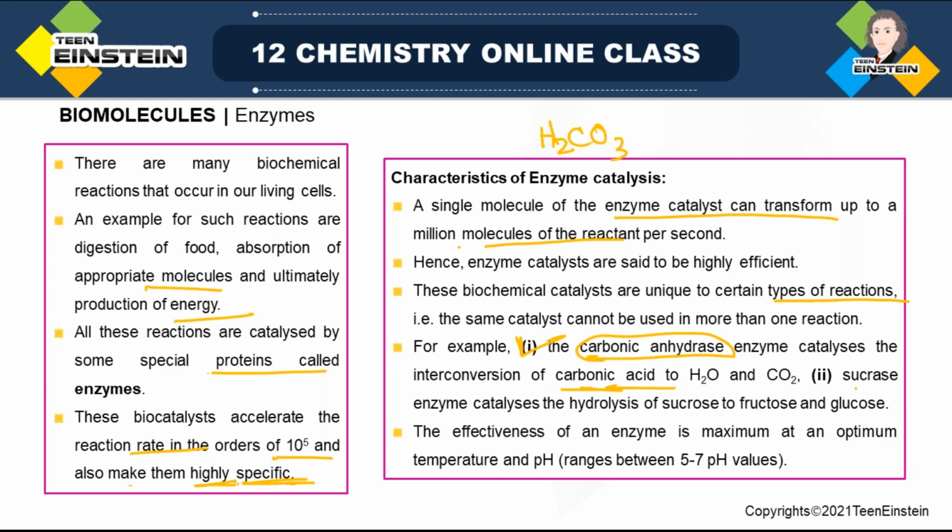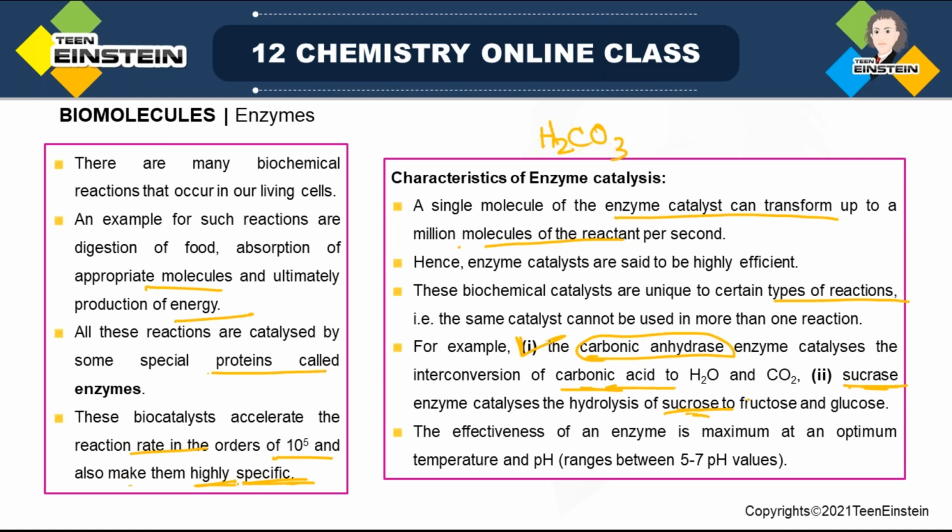Then another catalyst which is known as sucrase. This enzyme is catalyzing the hydrolysis of sucrose to fructose and glucose. You know, when we do hydrolysis of sucrose, that we have discussed in the carbohydrate part in this chapter only, we have seen that it is converted to fructose and glucose. So this reaction is catalyzed by the enzyme sucrase. So here also you can see there is similarity in the name. So it is so specific.